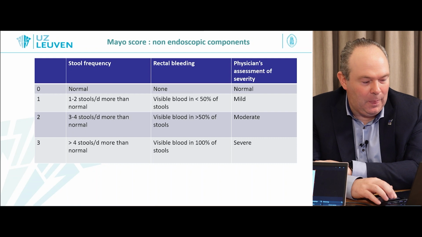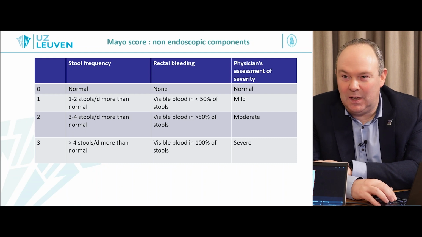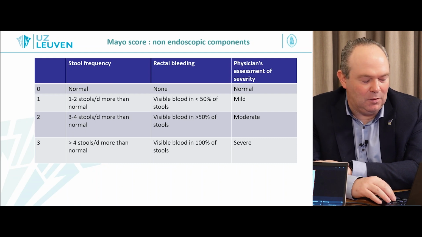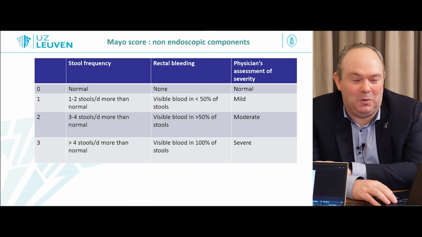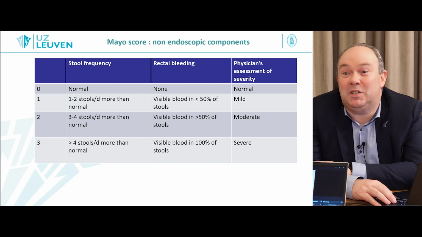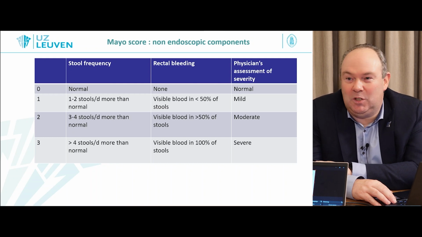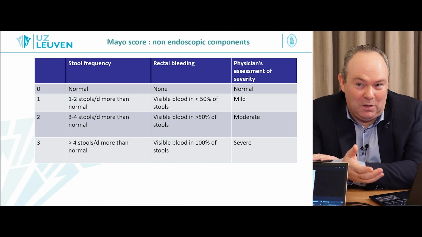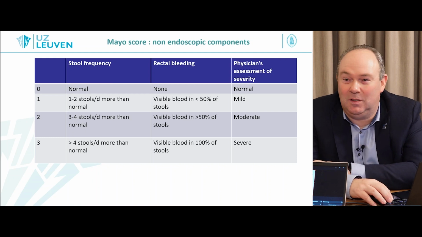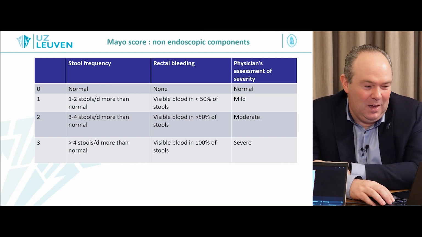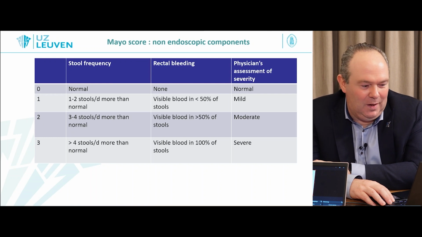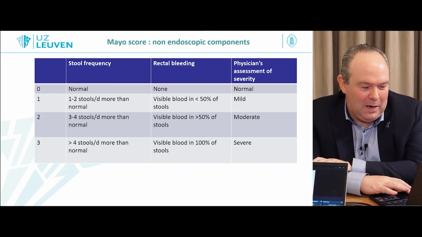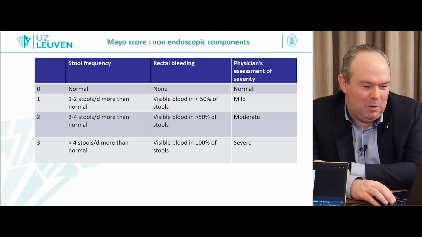The rectal bleeding, I think it's not so difficult to assess whether it's more or less than 50% of the stools or continuously there. And then the last part, I think, is the most difficult one and most cumbersome one for inter-observer variability. That's the physician's assessment of severity, which is probably driven by what the patient looks like, already what is mentioned in stool frequency and blood loss, and probably also lab tests and the presence of fever and so on. So how that affects the score is obviously maybe troublesome.